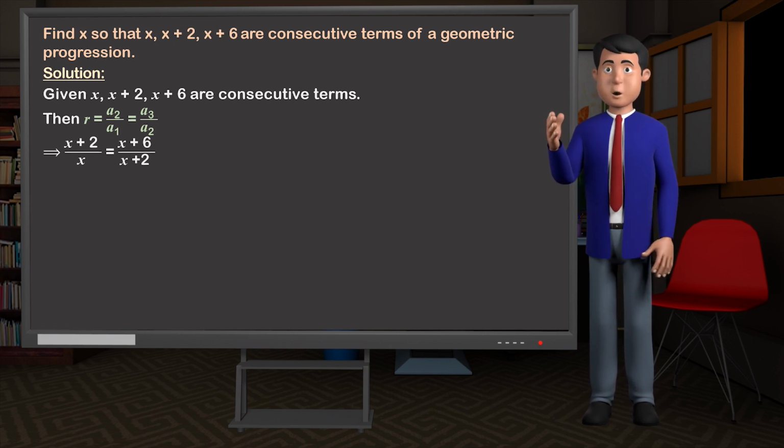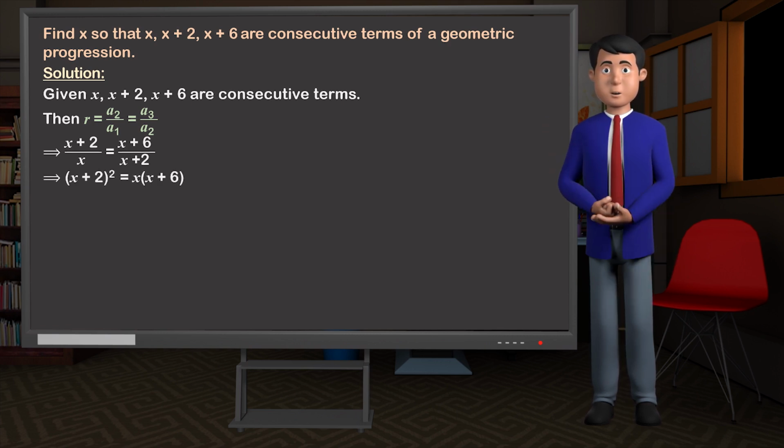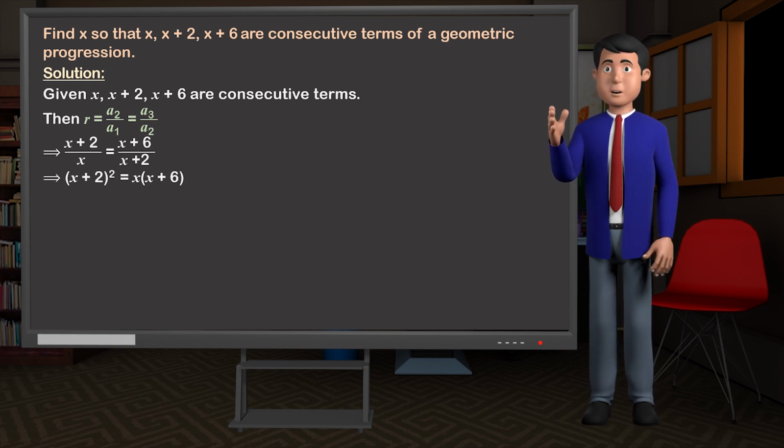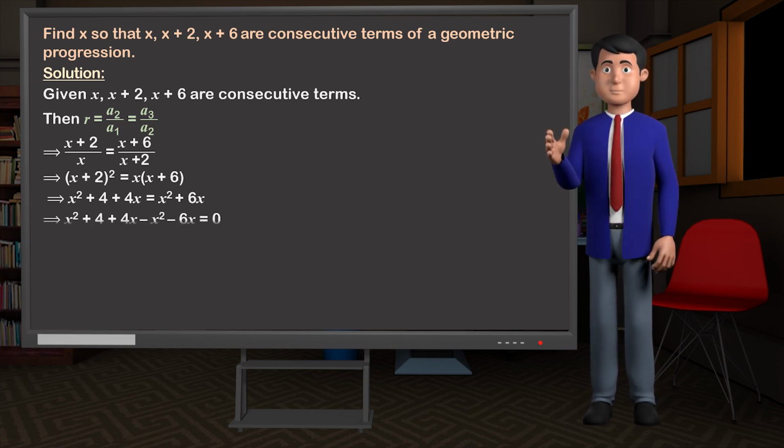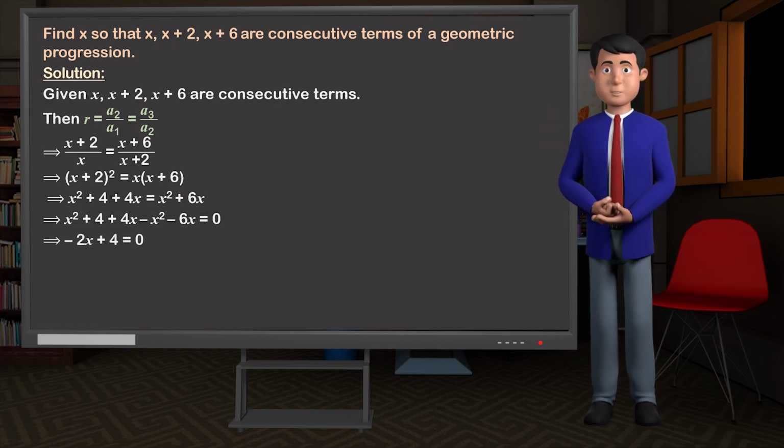x plus 2. Solving this, we get x plus 2 whole square is equal to x into x plus 6. Simplifying this, we get x square plus 4 plus 4x is equal to x square plus 6x. By rearranging the terms, we get x square plus 4 plus 4x minus x square minus 6x is equal to 0. Further simplifying this, we get minus 2x plus 4 is equal to 0.